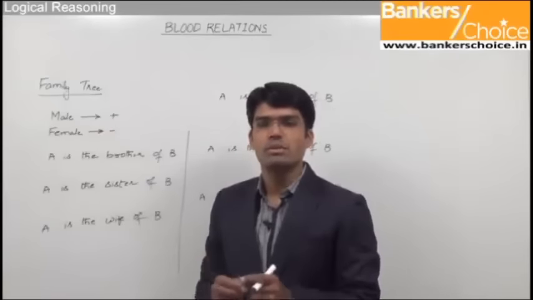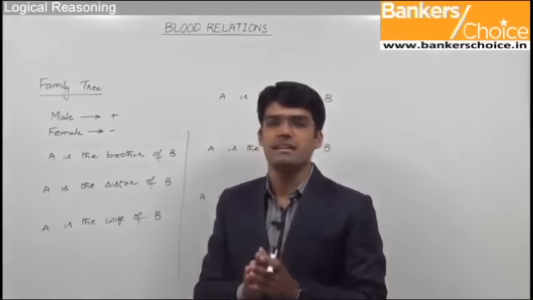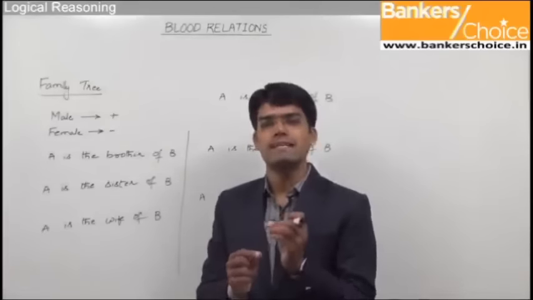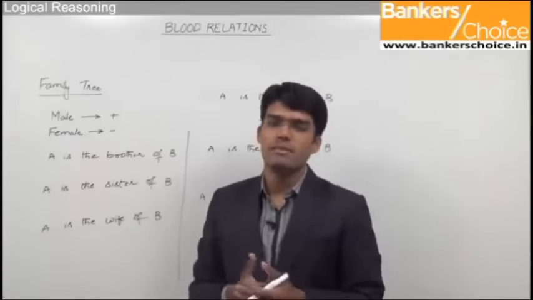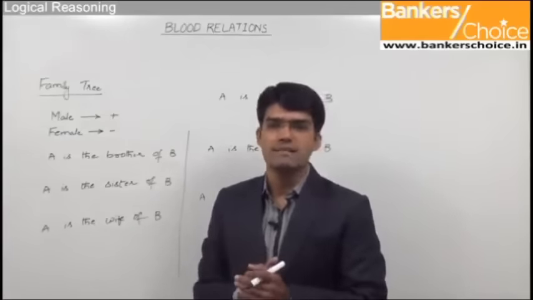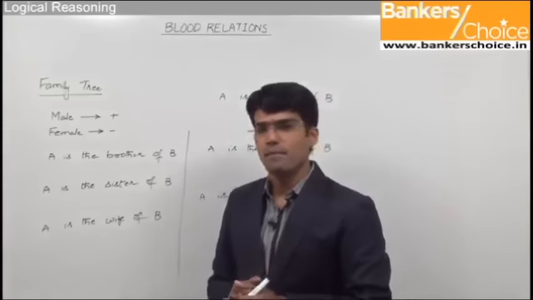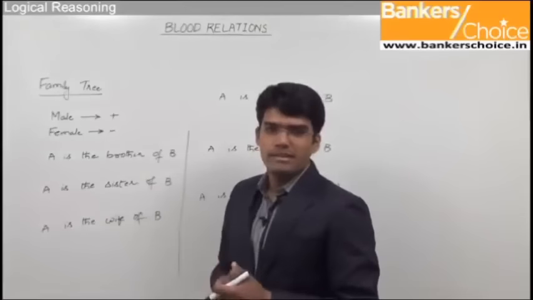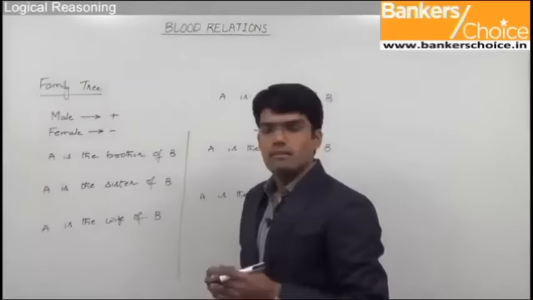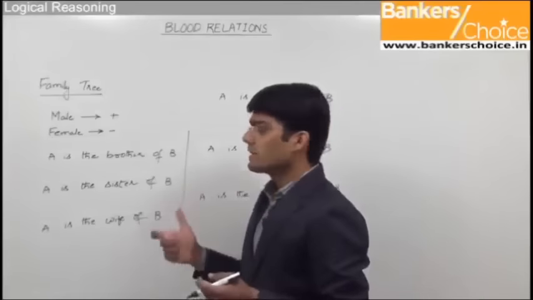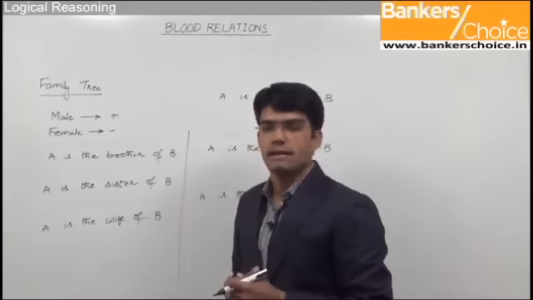So whenever we get to know that a particular person's gender is male, we simply put a plus sign on top, meaning that this person is male. Similarly, if the person's gender is female, we can use a minus sign to represent that this person is female. Or you can use any other symbols to represent these two genders. Let us now see how to use these notations in understanding the given relationships in a very simple manner.